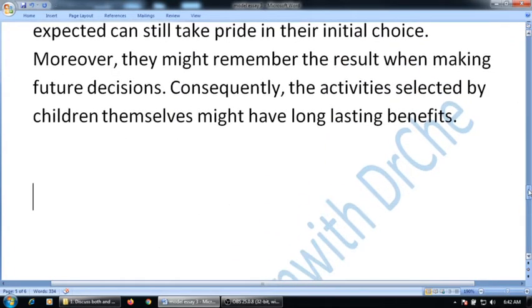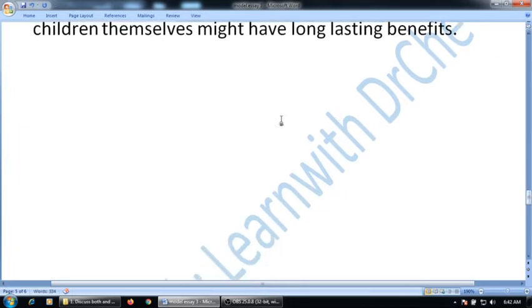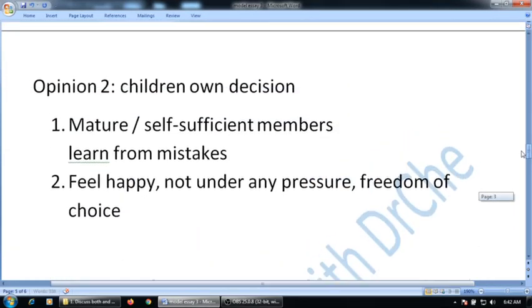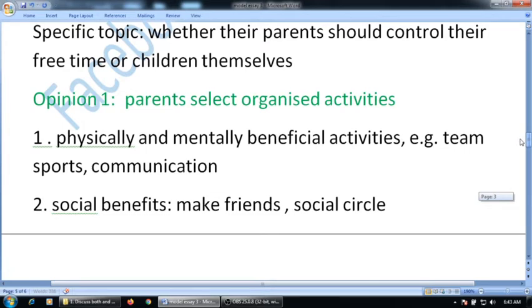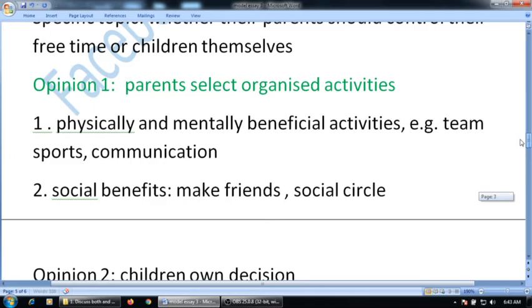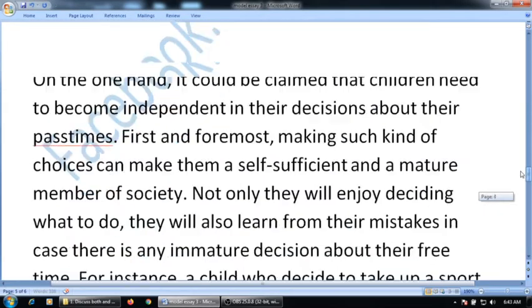Now let us start the second body paragraph. In this case there are two opposite opinions. We can start with on the other hand, or you can also write however. Let me see. I would write however. However, I agree that, as I am going to discuss opinion 1, that is the selection of organized activities by parents, physically and mentally beneficial activities, and team sports, communication, social benefits, make friends, social circle, something like that.